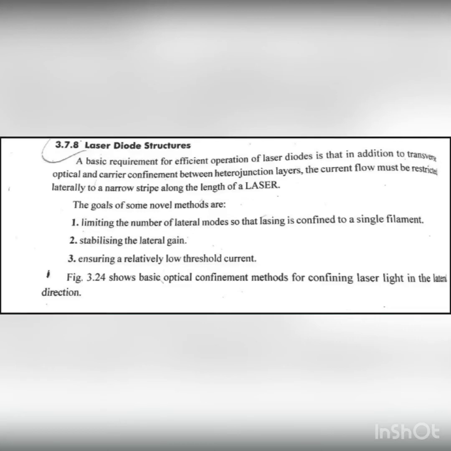So next we are going to study the laser diode structure. In order to study, our main aim is to limit the number of lateral modes to stabilize the lateral gain and to get a low threshold current. So we have seen these modes, gain and threshold current. First, the first type of structure is the gain guided laser.